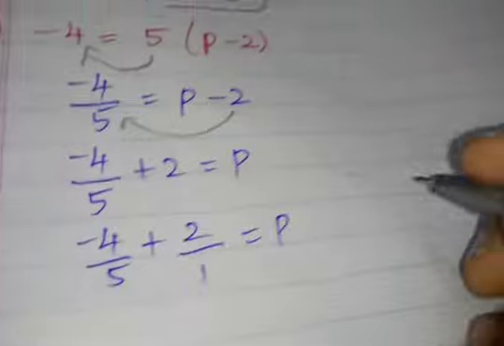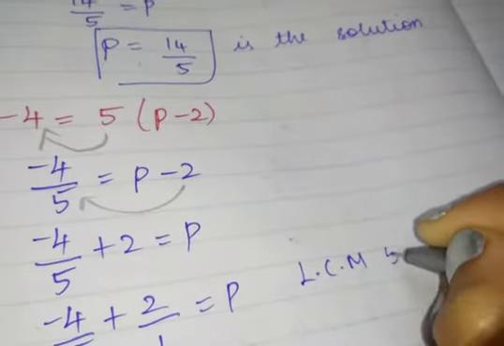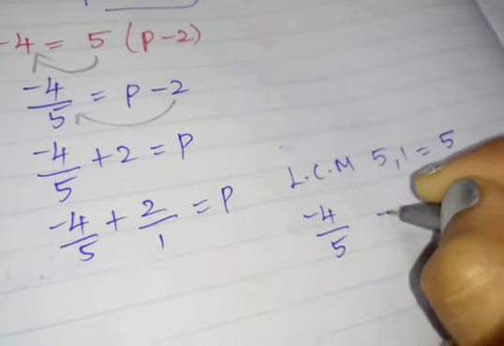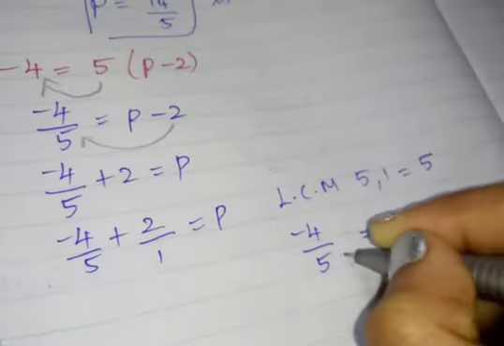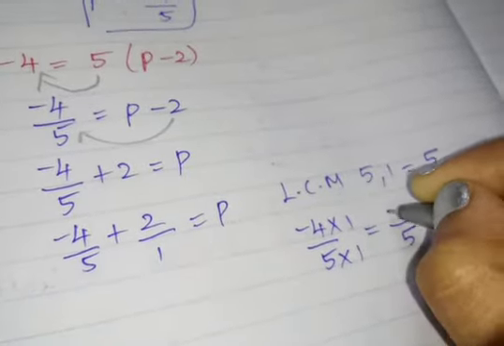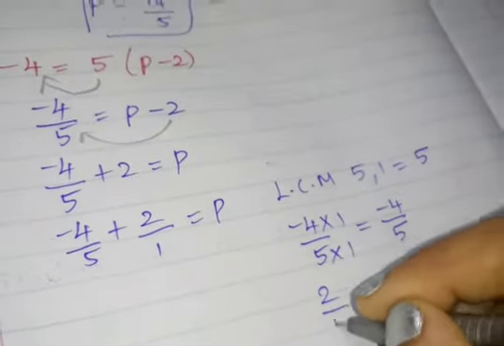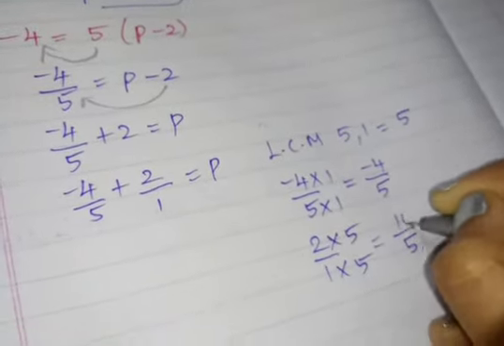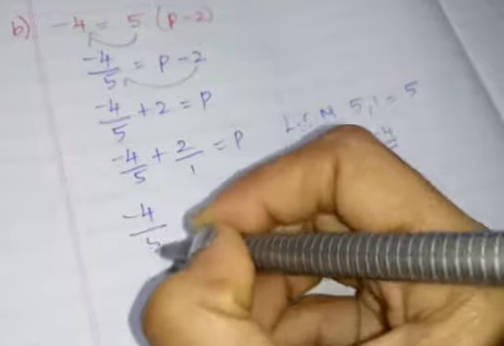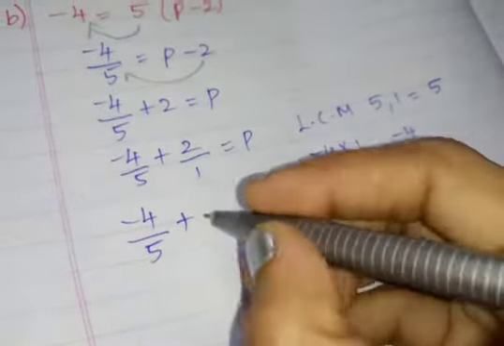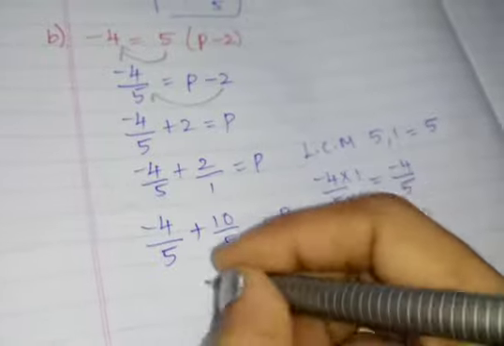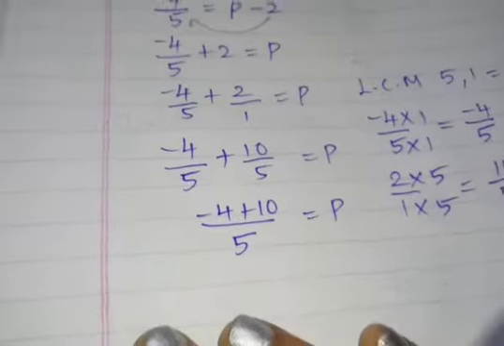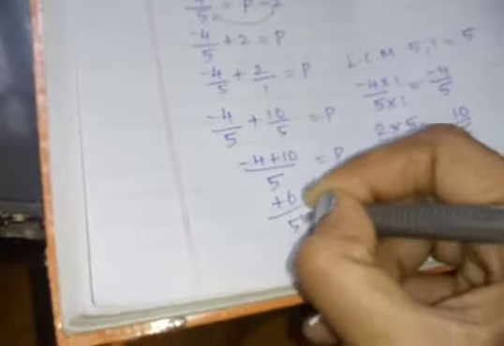Now taking the LCM for 5 comma 1 is equal to 5. Now I am going to shift this minus 4 by 5 as denominator 5. 5 ones are 5, minus 4 into 1 is minus 4. Next, 2 by 1 as denominator 5. 1 5s are 5, 2 5s are 10. So minus 4 by 5 as such plus, instead of 2 by 1, 10 by 5 equal to p. Both the denominators are same, so minus 4 plus 10 is equal to p. Minus 4 plus 10 is what? Plus 6 by 5 equal to p.